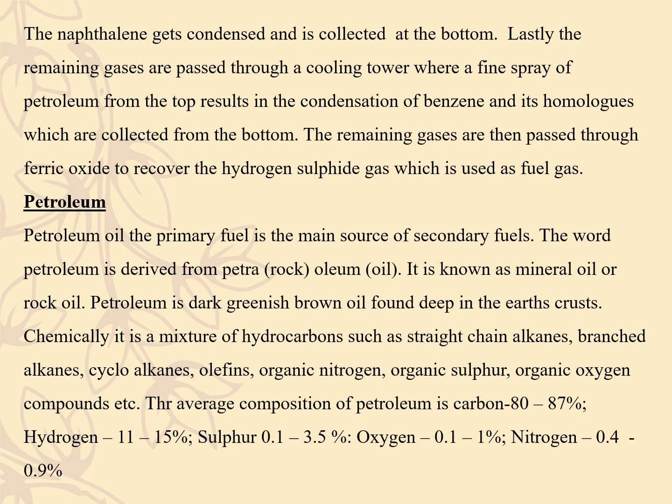Lastly, the remaining gases produced are passed through a cooling tower where a fine spray of petroleum from the top is sprayed, and this results in the condensation of benzene and its homologues, and these are collected at the bottom. The remaining gases are then passed through ferric oxide to recover the hydrogen sulfide gas, which is used as a fuel gas. Now we'll move on to the next topic, petroleum.